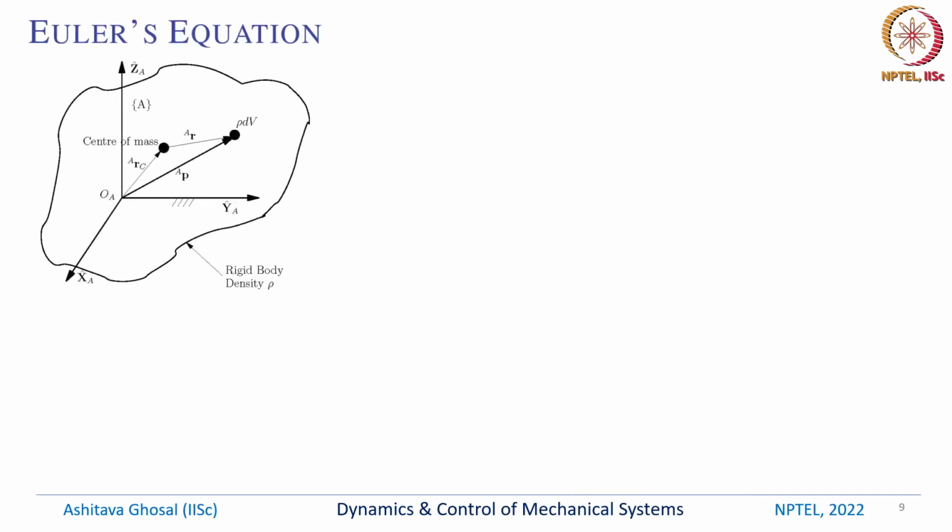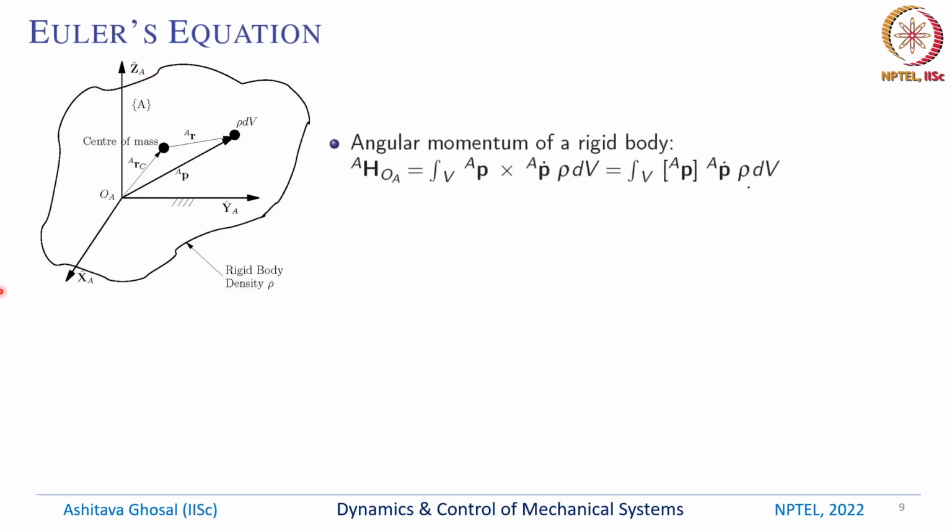We can also look at what is called Euler's equation. To look at Euler's equation, we again go back to this picture of a rigid body. We have a volume element rho dV, which is located at a point AP. The center of mass of this rigid body is located by this vector ARC, and from the center of mass to this volume element, it is AR. All of these are with respect to a reference or fixed coordinate system XA, YA, ZA with origin OA.